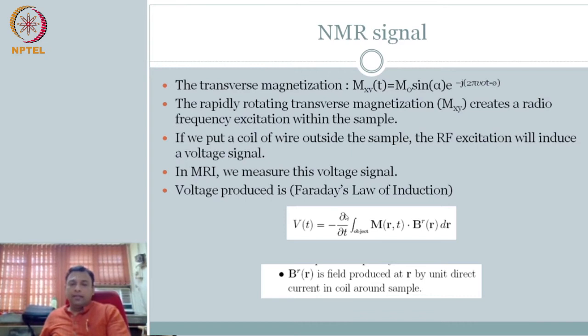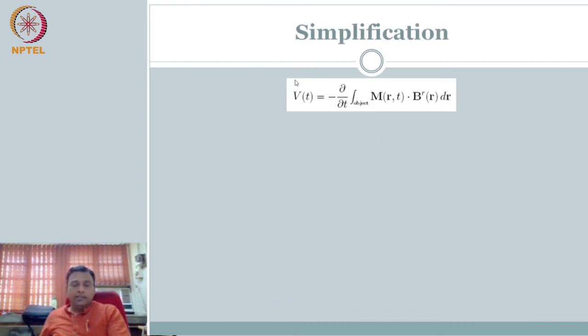So let's take a deeper look at this. V(t), the voltage that you measure, is going to depend on this M_R(t) and your receive sensitivity. So you'll have to simplify this to make some meaningful understanding of what's happening. So this is the big picture. Now let's simplify it.